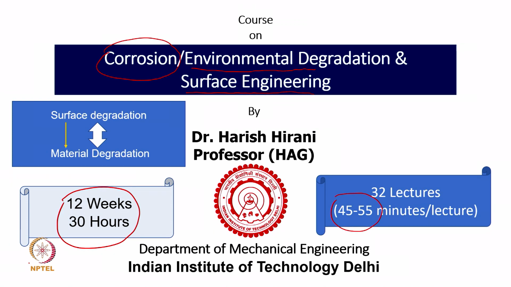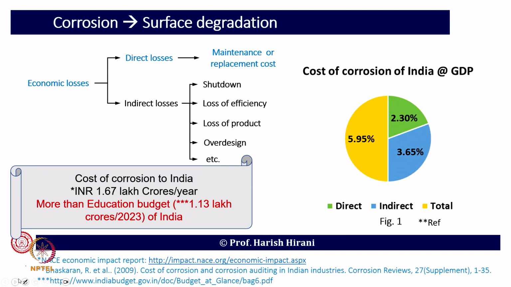But let me start with the real importance of this subject. One of the major reports published these days says that the cost of corrosion to India is almost 5.95% of the GDP. That is a very big and huge amount. If I express this in INR, it comes to roughly 1.6 lakh crores per year, and surprisingly it is much more than the complete educational budget of India.